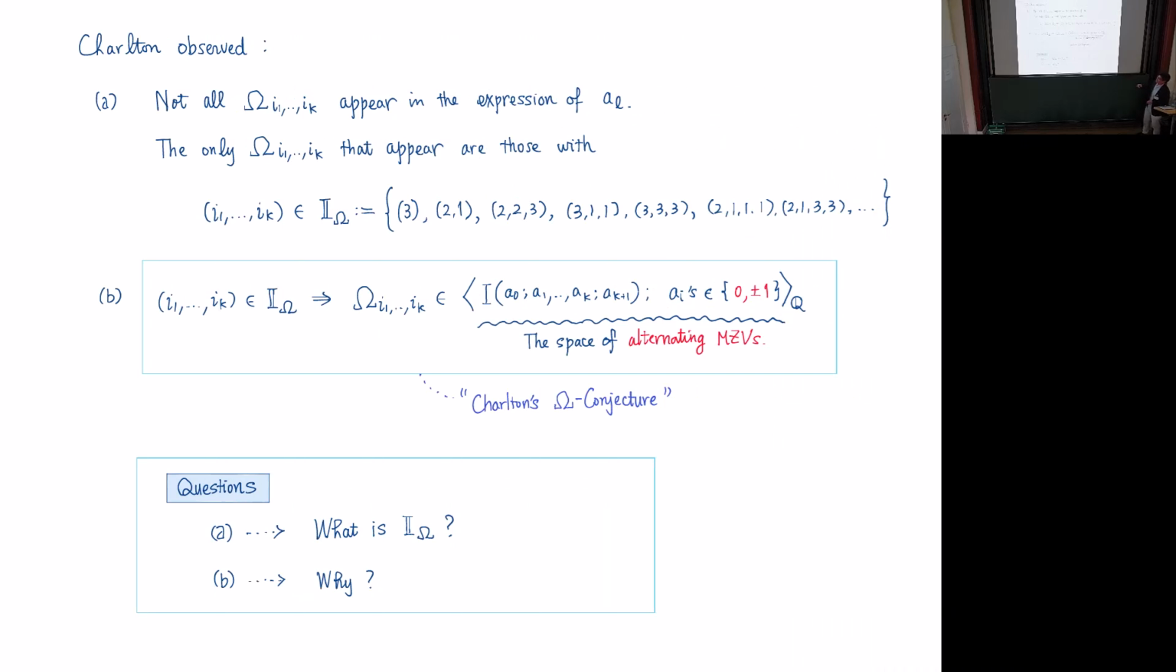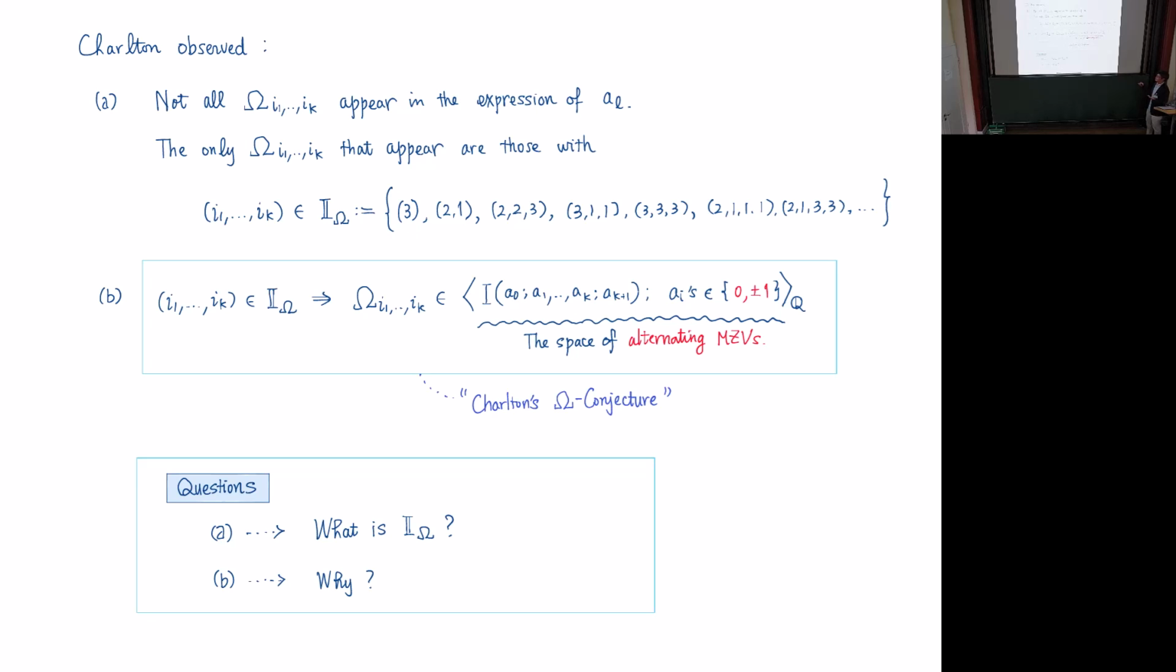And he speculated, so he made a conjecture that if those indices belong to this set, then the associated omega value is expressible in the space of alternating MZVs. So there is some Galois descent that happens. Although this original integral involves differential forms whose poles are at the nth roots of unity, it ends up with something much, much simpler and sits in a much smaller space. This is, let's say, the omega conjecture of Charlton.